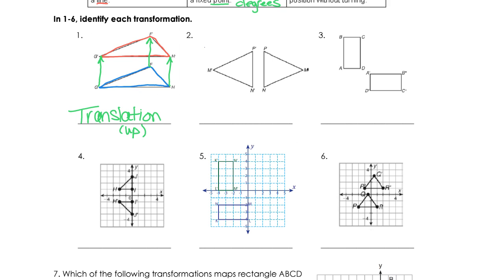In number 2, again, you can see that this is my original triangle, or my pre-image, and this is the image of it. And if you can see, it didn't just slide, right? It didn't turn. What happened is that it flipped over some sort of line that goes right in between here. And so they took the blue triangle and they flipped it over the line. And so because it's a flip or a mirror image, we're going to call this one a reflection.